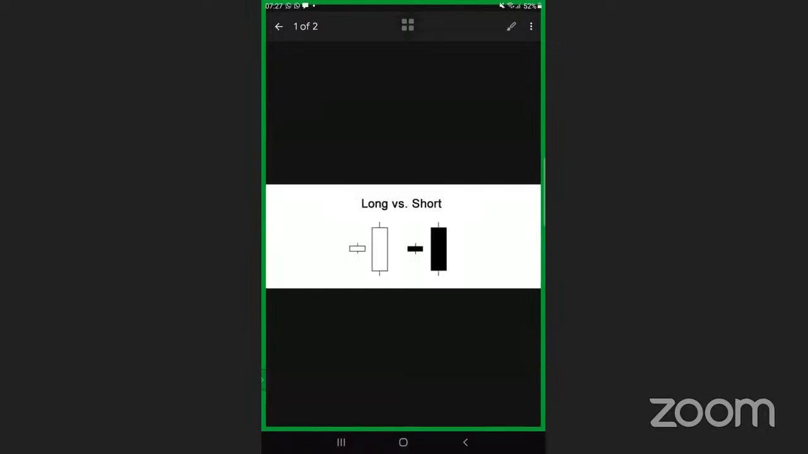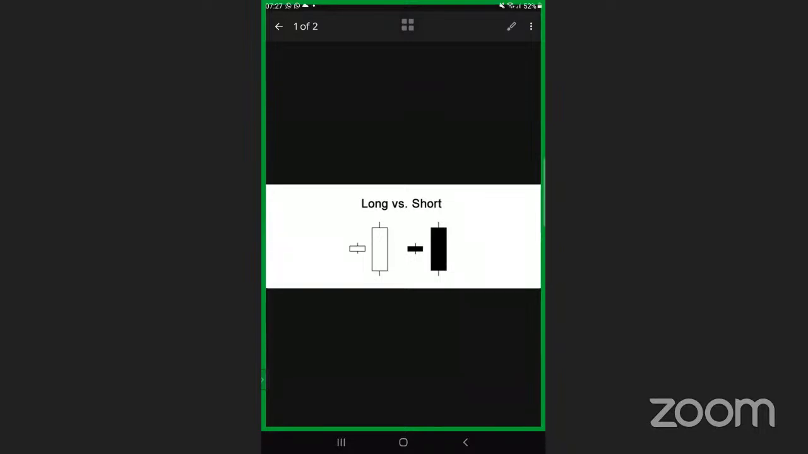Just like us human beings, we have different body sizes. Have you ever seen that some of us are thin, some of us are fat? Some of us have big bodies, some of us have small bodies. So candles also, when you go to your TradingView, you are going to see that some candles are big, some are long, some are short.